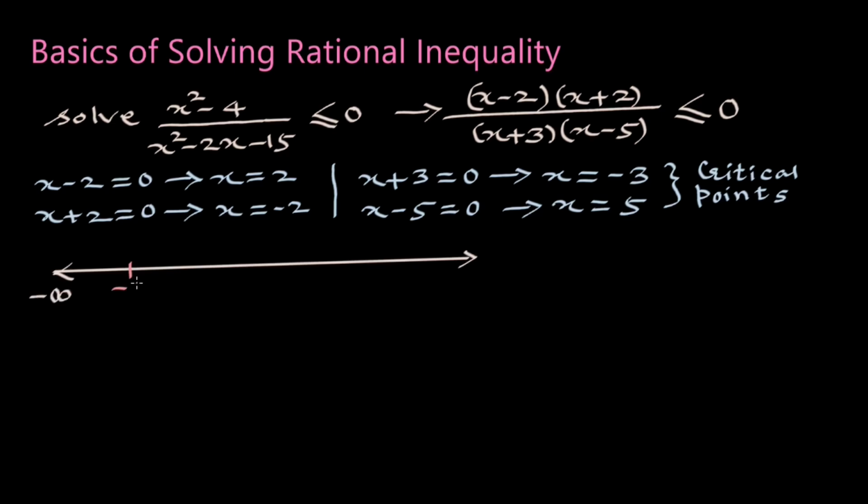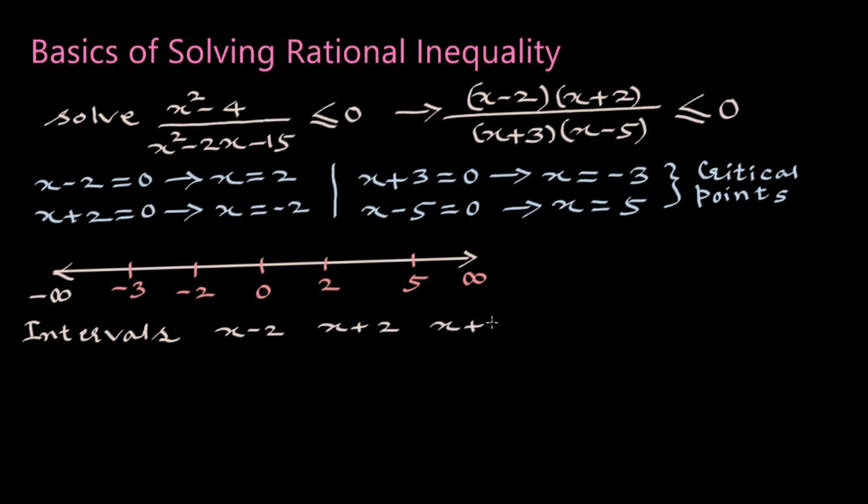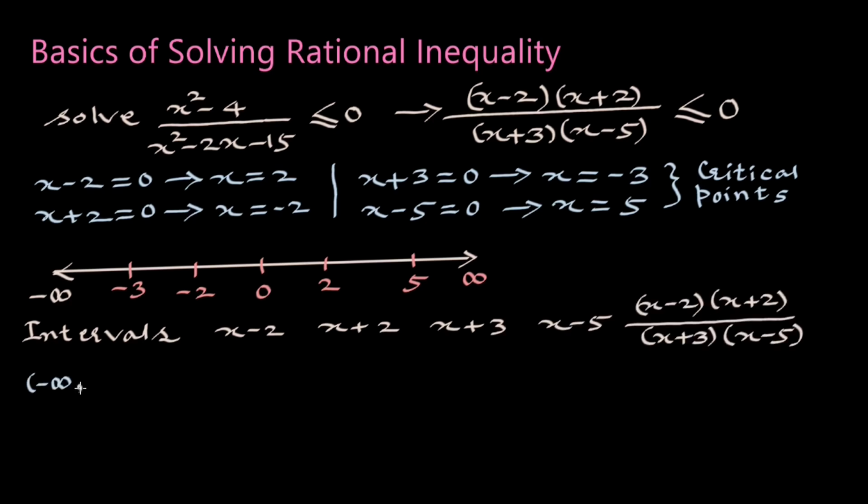So minus infinity, minus 3, minus 2, 0, 2, 5 and infinity. Next we write the intervals. Factors in the numerator x minus 2, x plus 2, then factors in the denominator x plus 3, x minus 5, then the rational function. The first interval, minus infinity to minus 3: factors in numerator and denominator are all negative, giving a rational function positive. Second interval, minus 3 to minus 2: factors in numerator negative, in denominator x plus 3 is positive, x minus 5 negative, the resulting rational function negative.